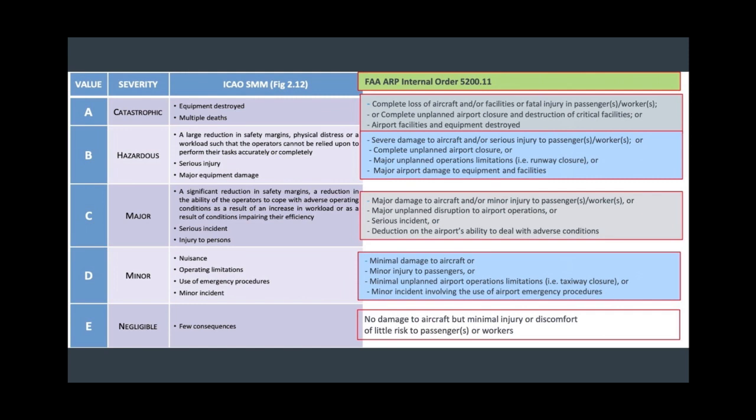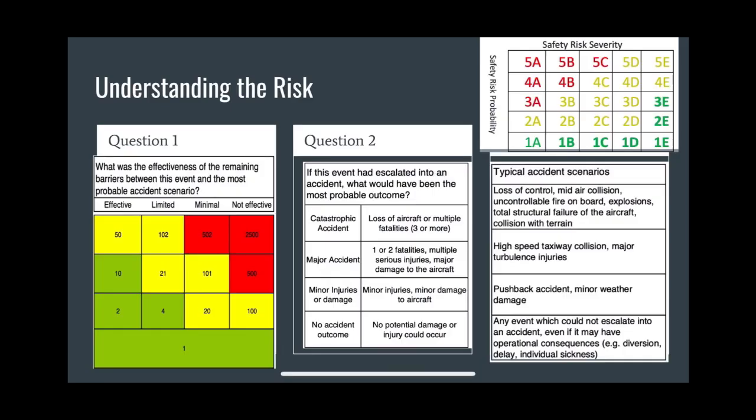So understanding the risk, like where do these fall into if we see this safety risk severity chart up here. So we have the A tier, the B tier, C, D, E hazard levels, right? So hazard 5A from catastrophic to E, which would be negligible down here. So we obviously see here that the effectiveness rate of our barriers that we currently have in place to prevent the probable accident or incident, the highest ones are going to be the least effective, and then the lowest ones are going to be the most effective.